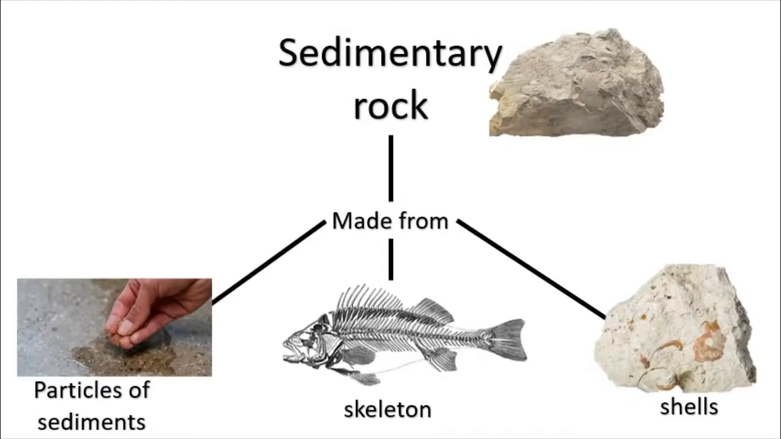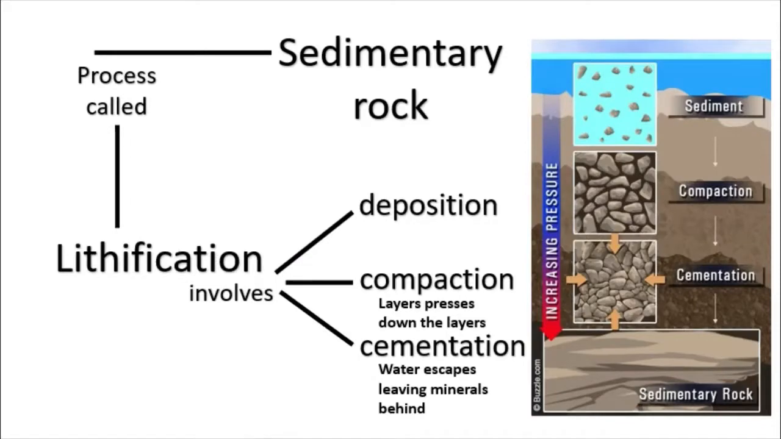So the next classification of our rock is called a sedimentary rock. Sedimentary rocks actually are made of particles of sediments, maybe skeletons and some shells. So the next slide will be showing us the different types of sedimentary rocks and the process on how sedimentary rocks are made. So this is the process of making sedimentary rock.